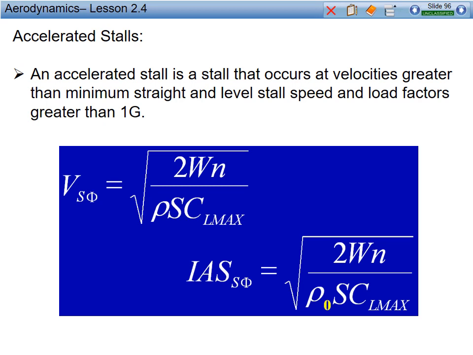Accelerated stalls. An accelerated stall is a stall that occurs at velocities greater than minimum straight and level stall speed, and load factors greater than 1G. The equation at the bottom of the page should look similar to lesson 2.3. During lesson 2.3, we were looking at straight and level flight, and therefore, the load factor was 1. Now that we are starting to get into maneuvering flight, we need to incorporate that load factor into our stall speed equation. And as we pull more and more G, our stall speeds will increase.